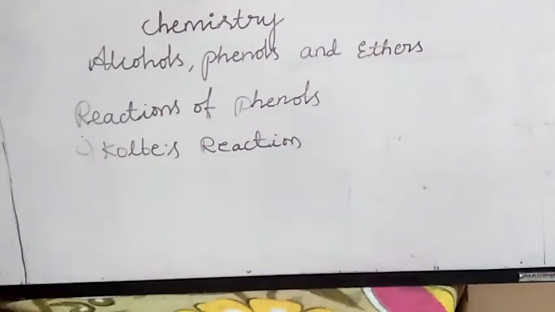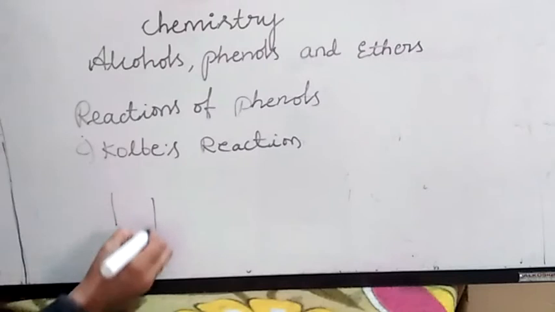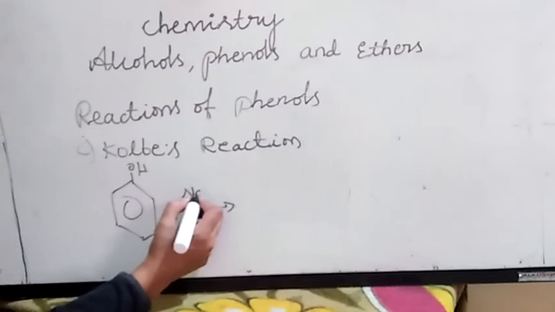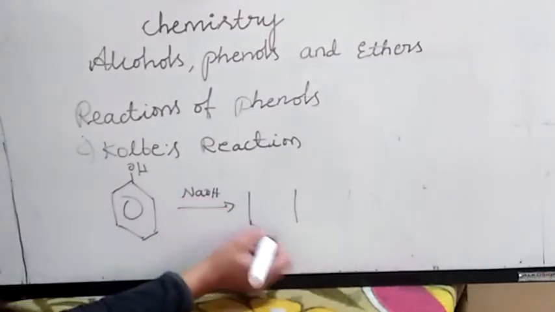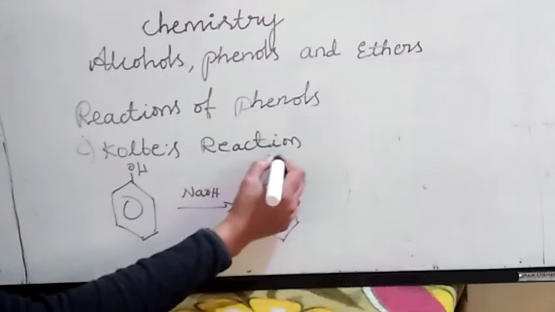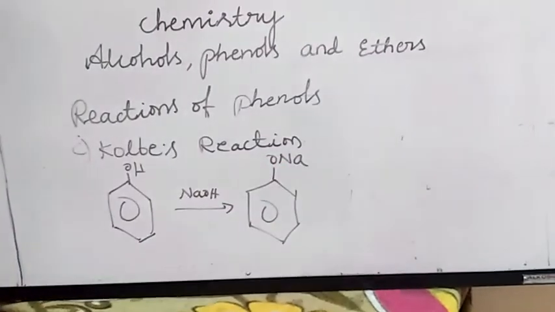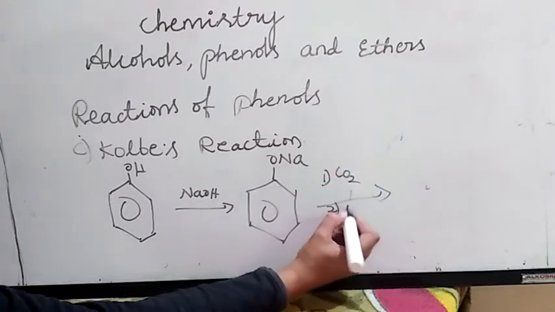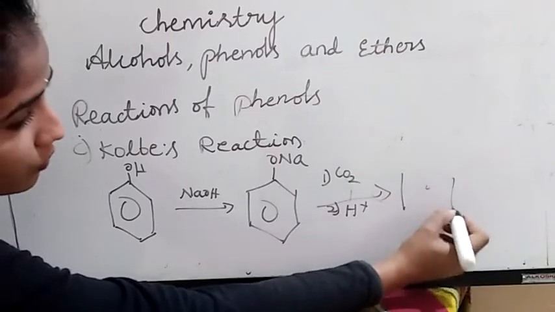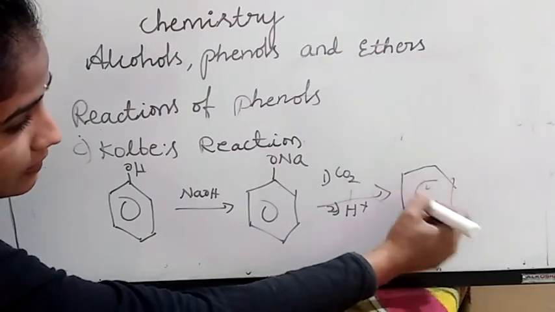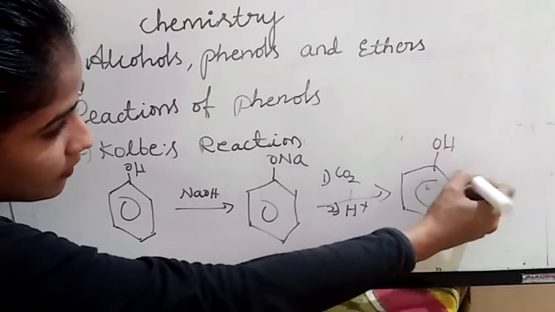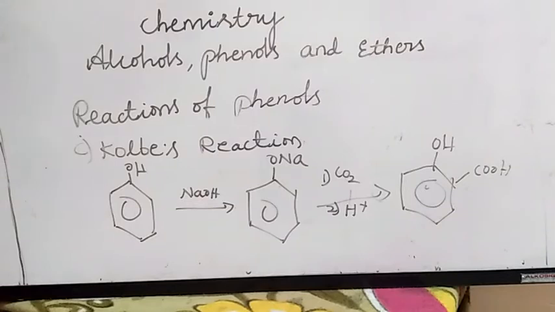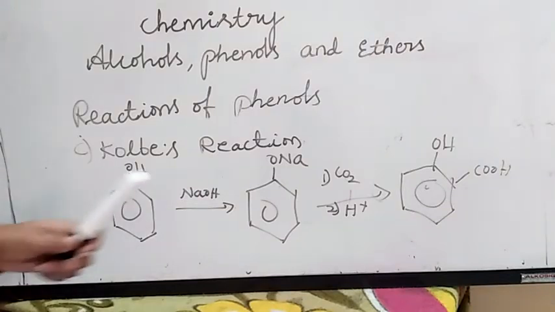Kolbe reaction is nothing but when phenol is treated with NaOH, sodium hydroxide, we are going to get ONa, sodium phenoxide. Then sodium phenoxide treated with carbon dioxide and H plus ions, we are going to get salicylic acid. See here OH is there, here COOH group is there. This is salicylic acid. In the Kolbe reaction, from phenol we are going to get salicylic acid.